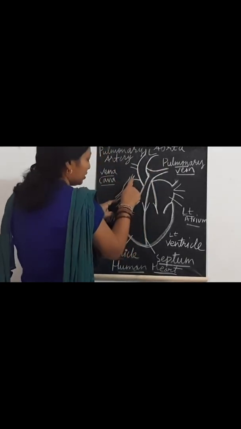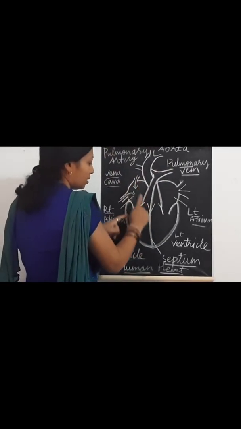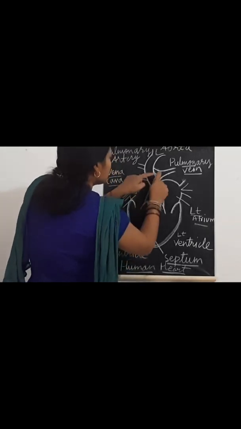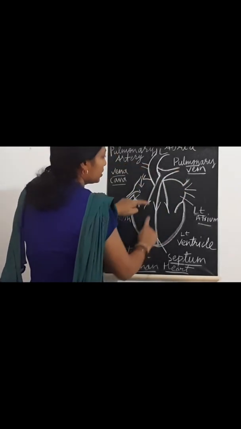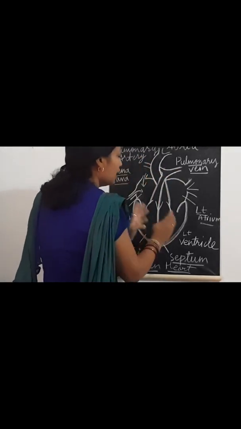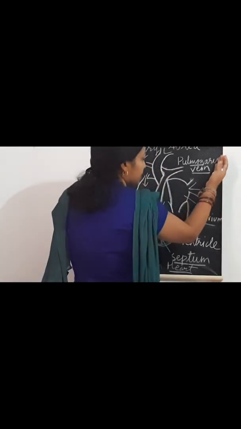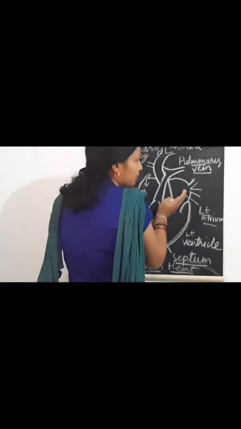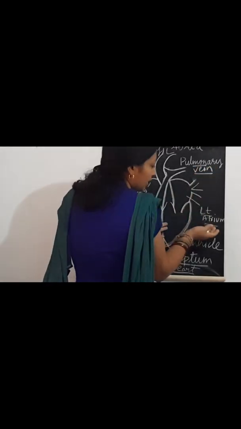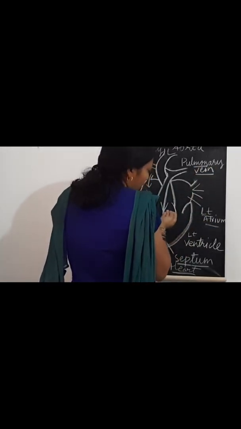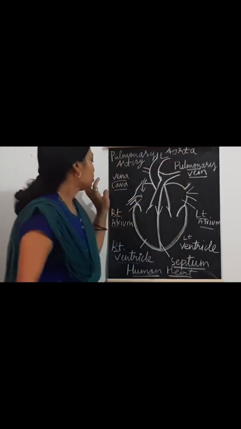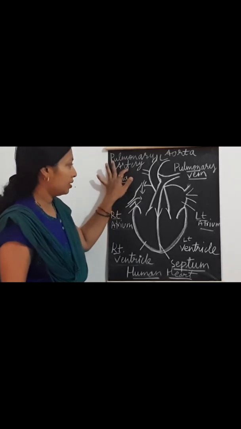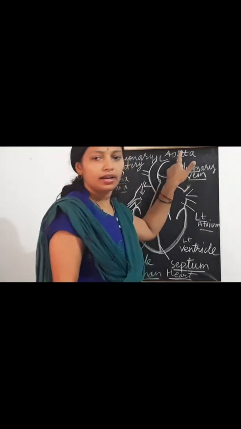This side, these two blood vessels are known as vena cava. The one which arises from the right ventricle is known as the pulmonary artery. And on the left side, the blood vessel which brings the blood is known as the pulmonary vein, and the one which arises from this left ventricle is known as aorta. So vena cava, pulmonary artery, pulmonary vein, aorta.